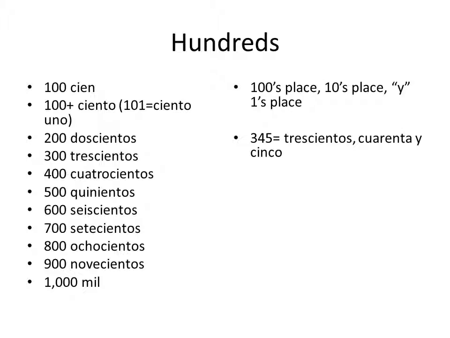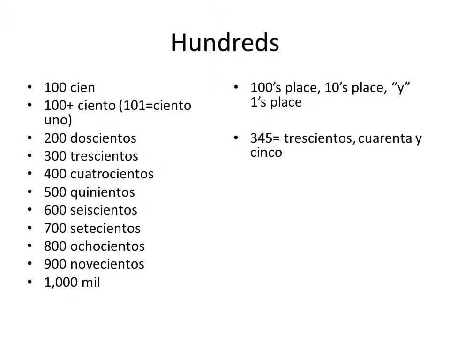We move on to the hundreds. Now the hundreds are a little more simple because we're essentially counting the number of hundreds we have in our number. So the number 100 is cien, but anything we have over 100 we say ciento. So for example, 101 is ciento uno. So, we're counting the number of cientos.